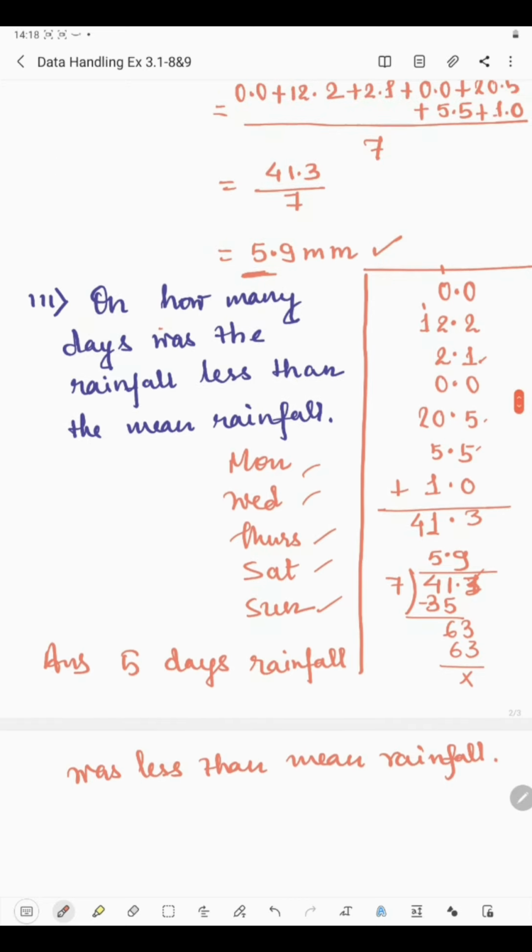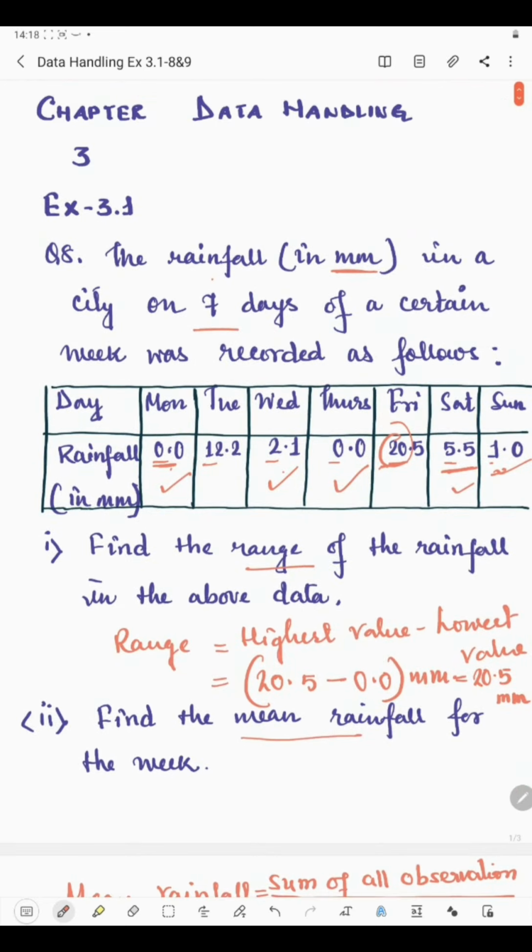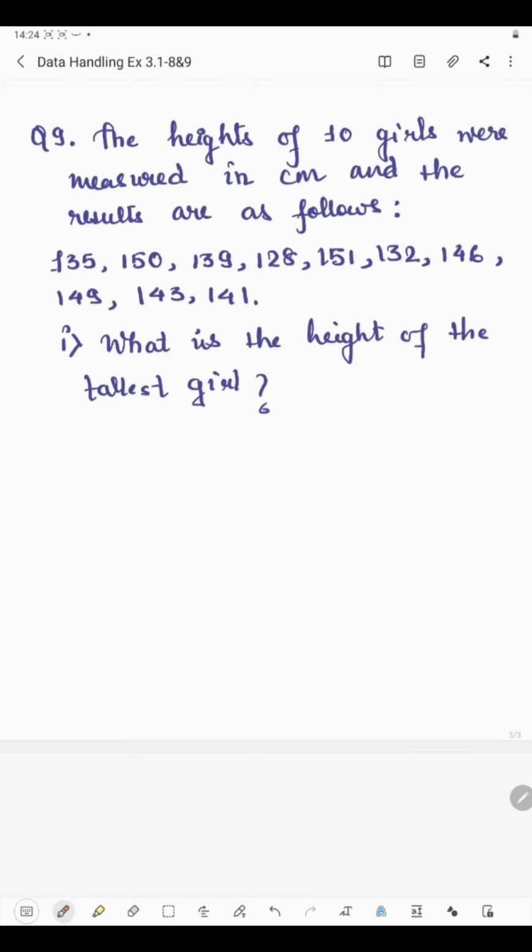So this was all about question number 8. Now coming to the next question. Question number 9 says the heights of 10 girls were measured in centimeters and the results are as follows. So these are the heights of 10 girls, and these heights are given in centimeters. Now we will have to find the height of the tallest girl.